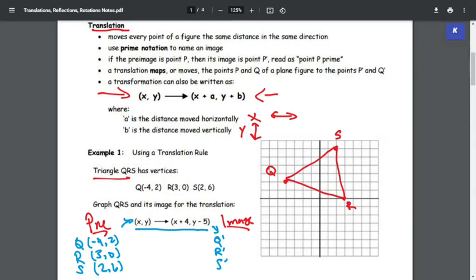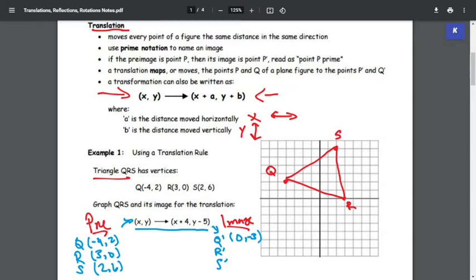So I'm going to plug basically negative 4 and 2 in right here. So negative 4 plus 4 is going to give me 0. 2 minus 5 is going to give me negative 3. So my Q prime is going to be that coordinate. So let me erase this really quick. That's really all that we have to do.